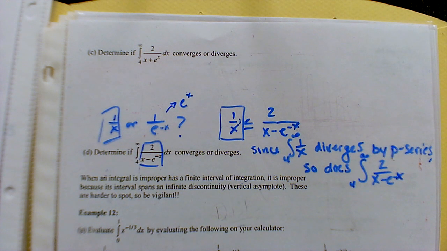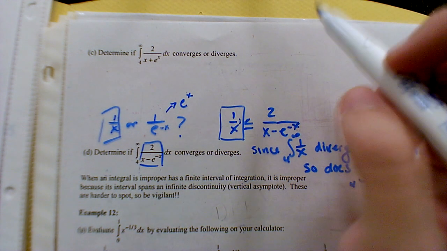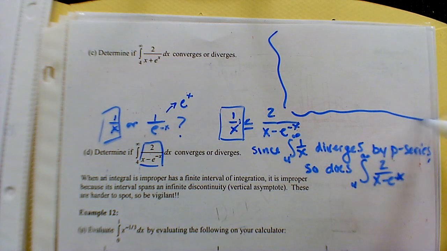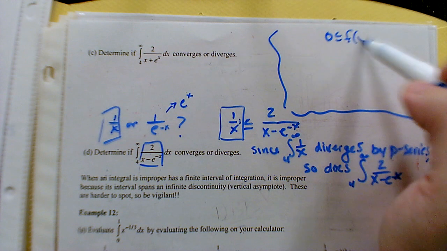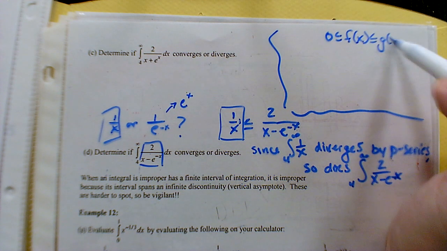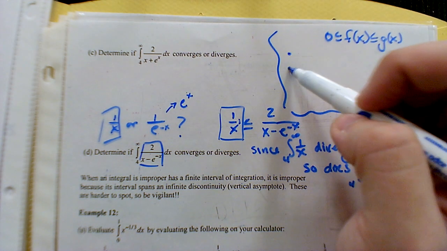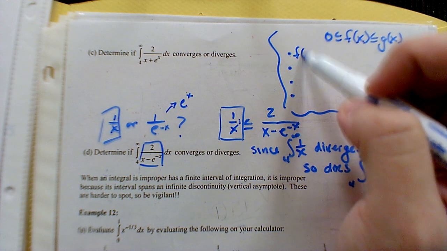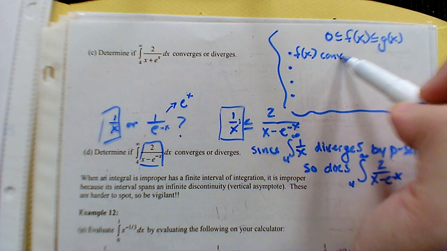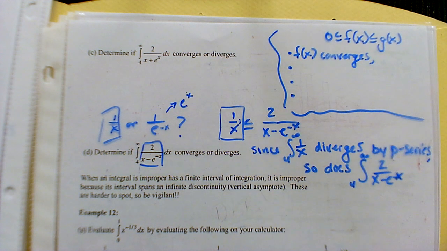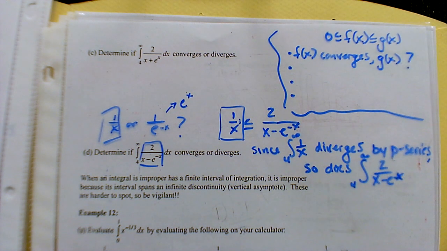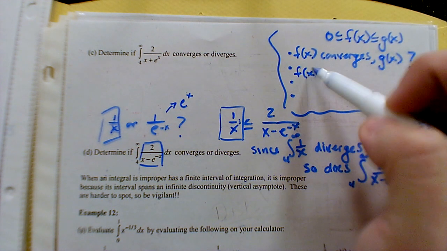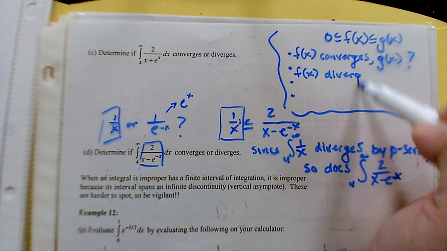All right, do we remember the comparisons? Maybe we'll jot these down real quick. You don't have to write them down, we'll just think about them. Let's say we have two functions being compared together. We'll go through the 4 possibilities here. If f of x converges, do we know what g of x does? No idea. Okay. What if f of x diverges?